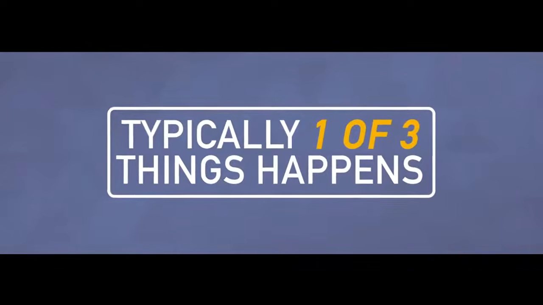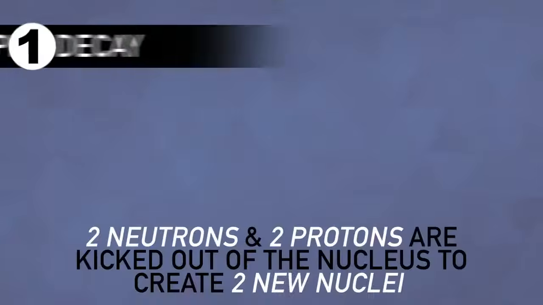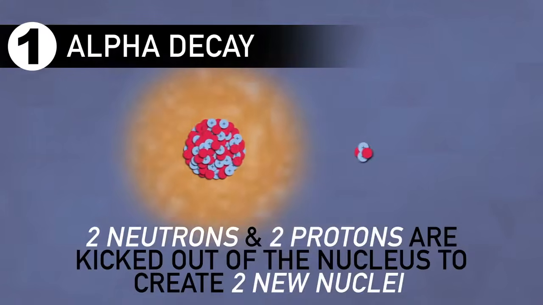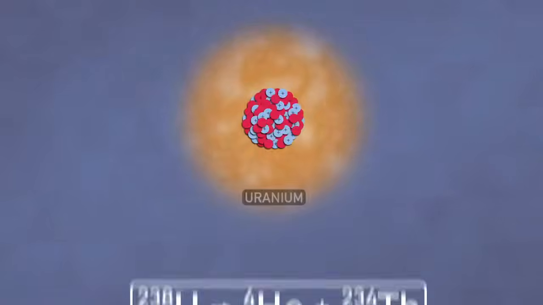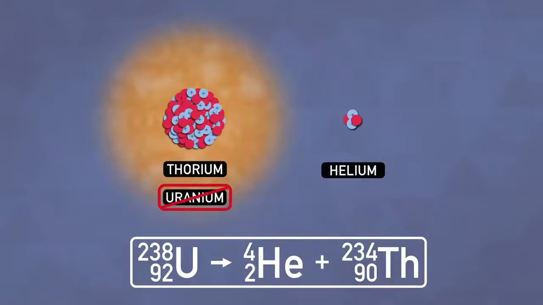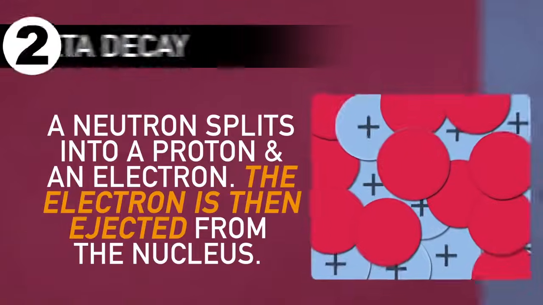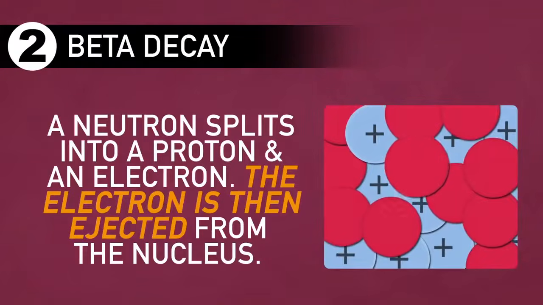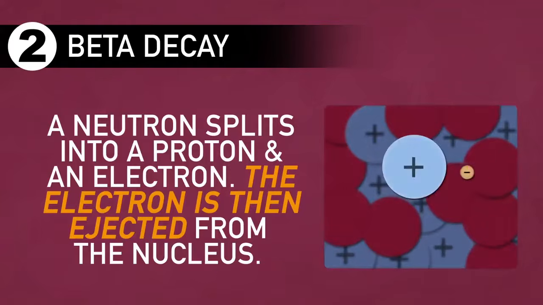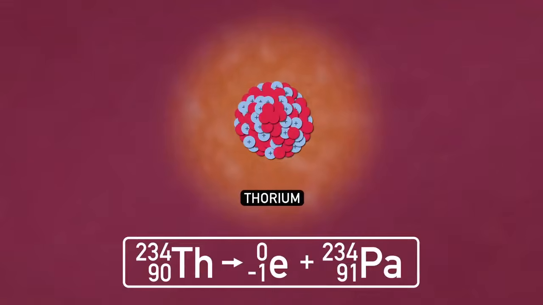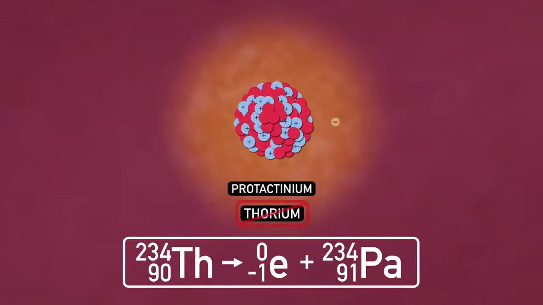Typically, one of three things happens. Alpha decay is when two neutrons and two protons are kicked out of the nucleus to form two different species, a helium nucleus and a totally different element than the one we started with. In this case, uranium ejects the alpha particle and becomes thorium. In beta decay, a neutron splits into a proton and an electron, and the electron is ejected from the nucleus. Because this changes the number of protons in the nucleus, a new element is formed. In this case, thorium becomes protactinium.